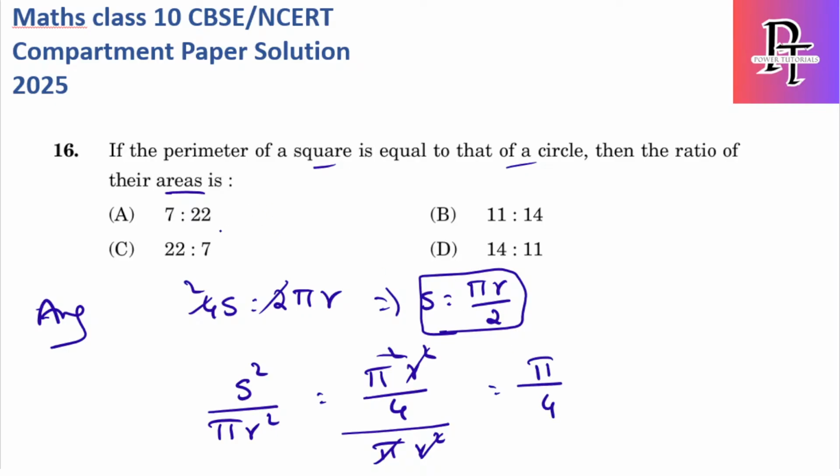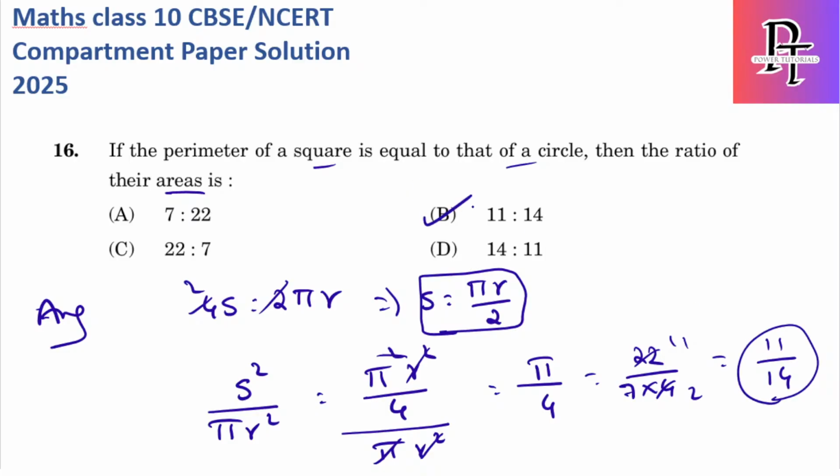They haven't mentioned pi, so simply substitute pi as 22 by 7. So we'll get 22 by 7 into 4, 2 ones, 2 elevens. So I'll get the final answer as 11 by 7 to 14, which is 11 is to 14. The answer is B. For this question we have to remember perimeter of square is 4s, area of square is s square, whereas perimeter of circle is 2 pi r and area of circle is pi r square. If you know these formulas, you can easily solve this type of questions.